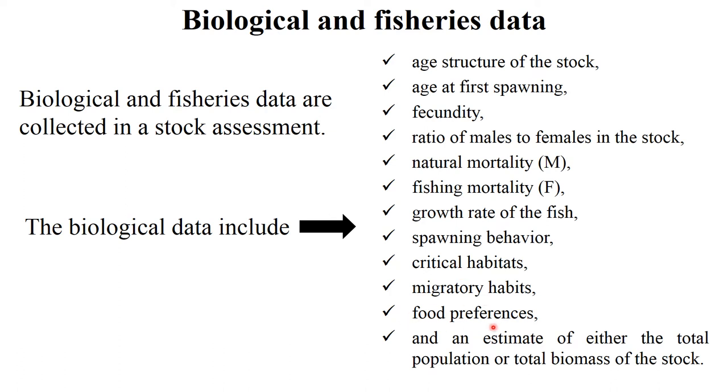Then food preference, meaning the type of food they take, whether they are carnivorous or herbivorous, and also other population parameters, maybe the total biomass of the stock. So these biological data are useful to estimate the stock.